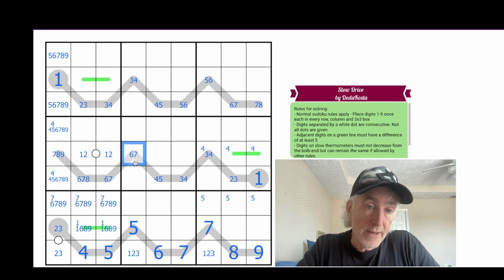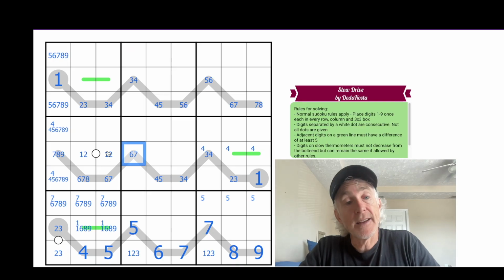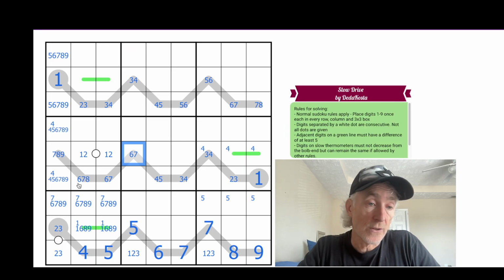6, 7 is not an option because that would nullify this cell. 7, 8 is not an option because if we had 7, 8 here, this would be a 6. And this would only have a 6 to go to. That's not going to work. And 8, 9, what about 8, 9?